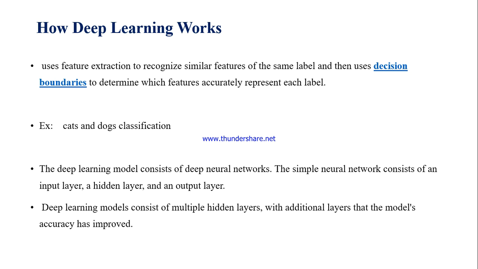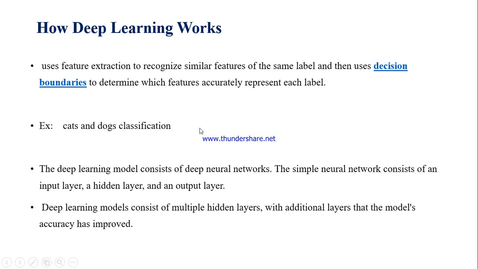Let's take the example of cat and dog classification. Before that, I will say some points here. Moreover, the deep learning model contains deep neural networks, not only 3 layers, and these consist of multiple hidden layers with additional layers. Here we need the support of additional layers because these additional layers are helpful to improve the model accuracy.